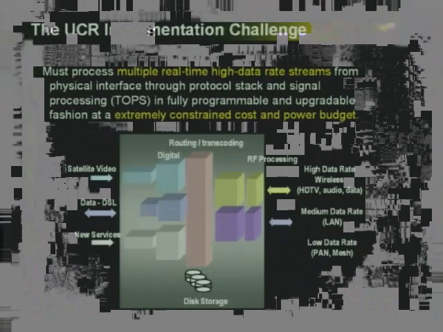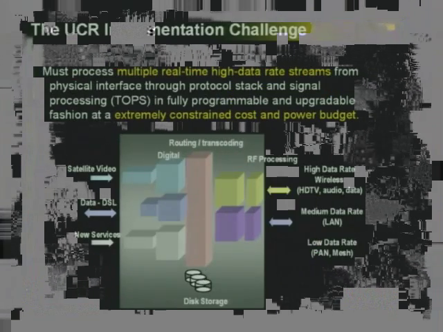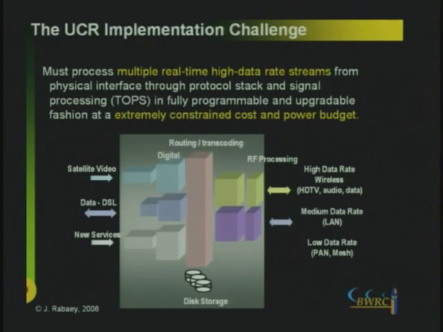So you add signal processing into the network as well. It's a complex thing that carefully steers the beams to the different speakers based on your location. So you add a lot of computational complexity on top of that. That's the idea of this universal contents router. It's something that allows you to have a set of interfaces in a flexible fashion and process a variety of real-time, high data rate streams from physical interface through protocol stack and signal processing in a fully programmable and upgradable fashion at extremely constrained cost and power budget.